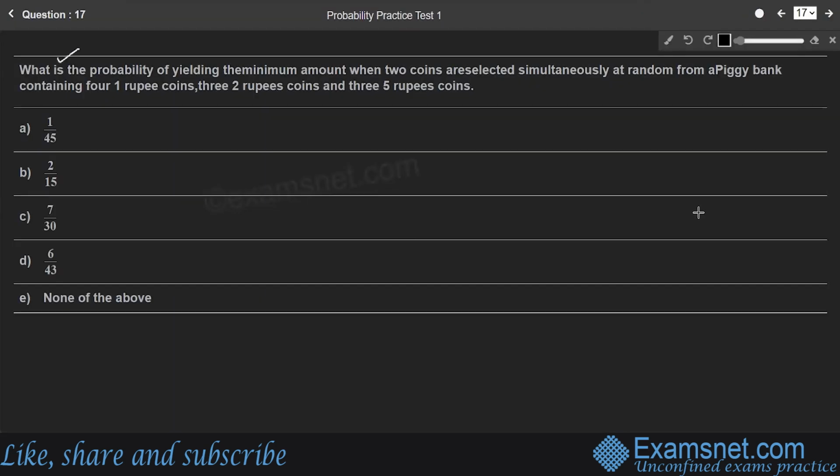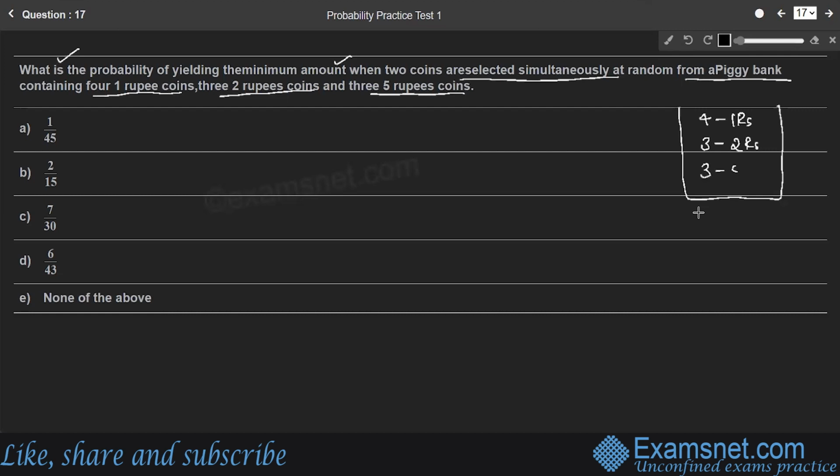Question number 17. What is the probability of yielding the minimum amount when 2 coins are selected simultaneously at random from a piggy bank containing 4 1 rupee coins, 3 2 rupee coins and 3 5 rupee coins? So students will consider a piggy bank which contains 4 1 rupee coins, 3 2 rupee coins and 3 5 rupee coins. So probability of yielding the minimum amount. Here we'll consider the ways of yielding the minimum amount. In how many ways we can get the minimum amount from the piggy bank?